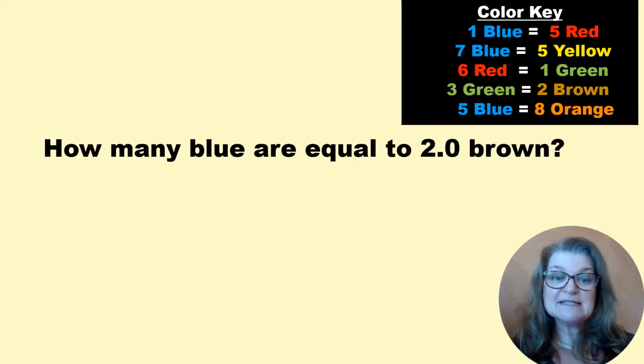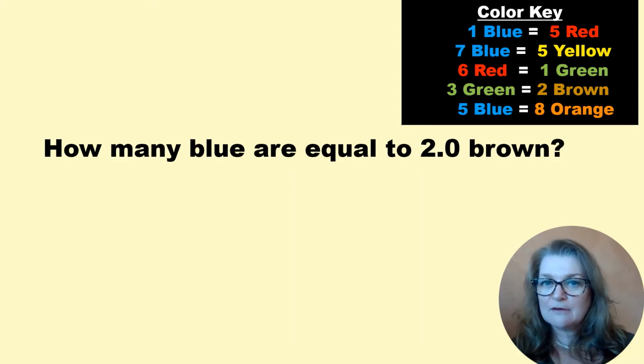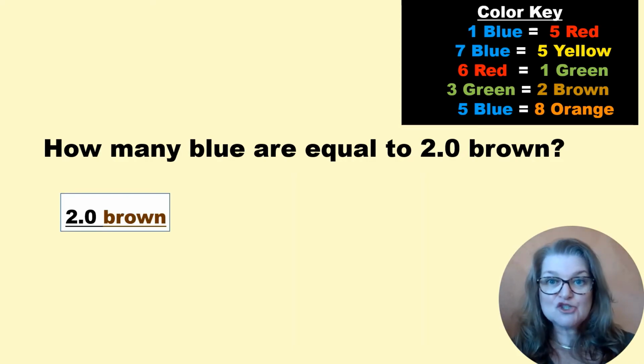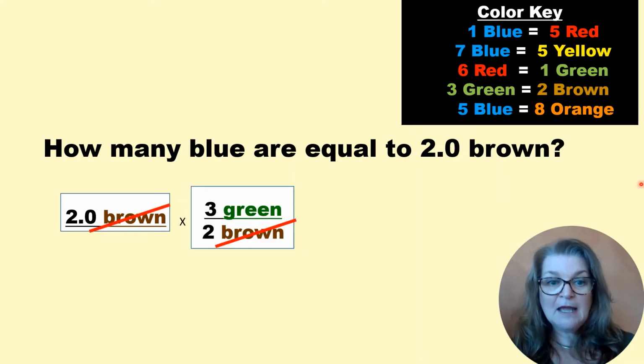Now in our second problem, it says how many blue are equal to 2.0 brown, and we always start with the givens. 2.0 brown goes in the numerator. Do we have a conversion factor over here that goes from brown to blue? And as we're looking, we don't, but we do have one that goes from brown to green. So that's going to be the conversion factor we're going to start with. And since we already have brown in the numerator, remember we want to put the brown unit in the denominator. So we're going to write 3 green equal 2 brown, where brown is in the denominator. And then we can cancel brown out. And we're left with green, which is not our desired unit.